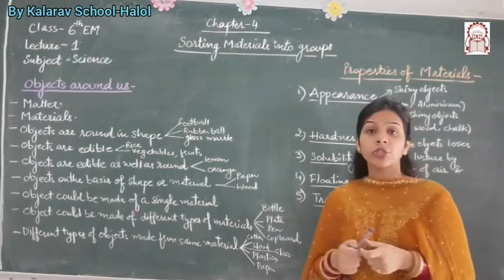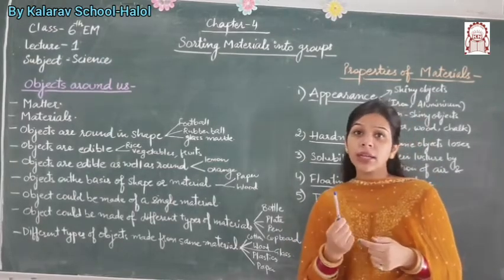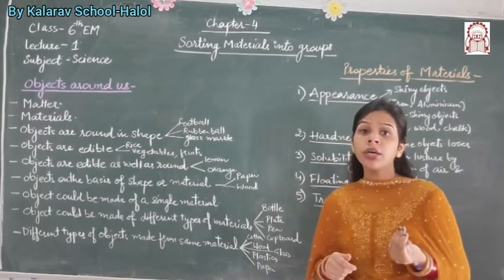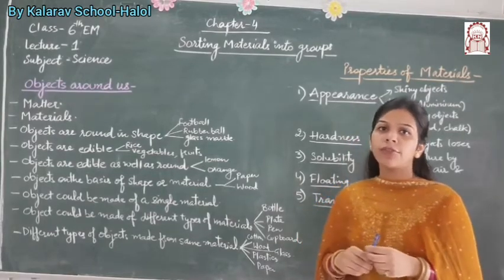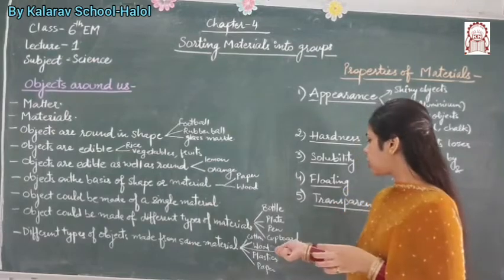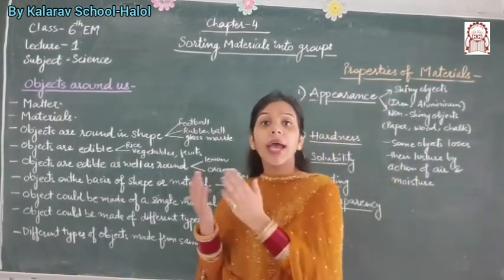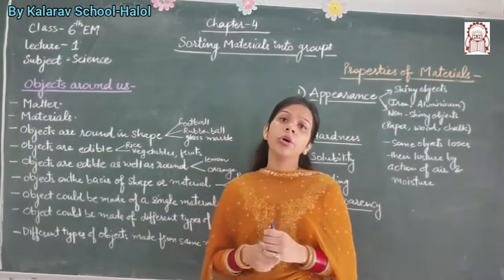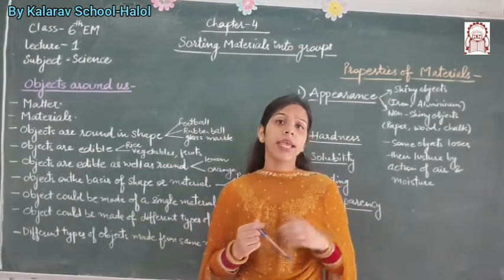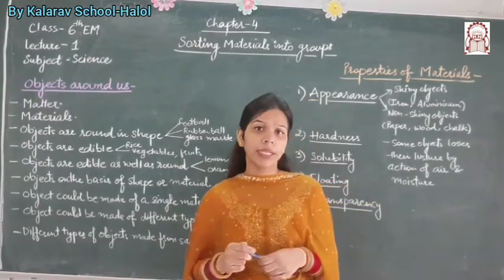Next is pen. A pen can be made of metal, plastic, wood. So a pen can be made from different materials. Similarly, a cupboard is made from aluminium, iron, wood. So a single object can be made from different types of materials.